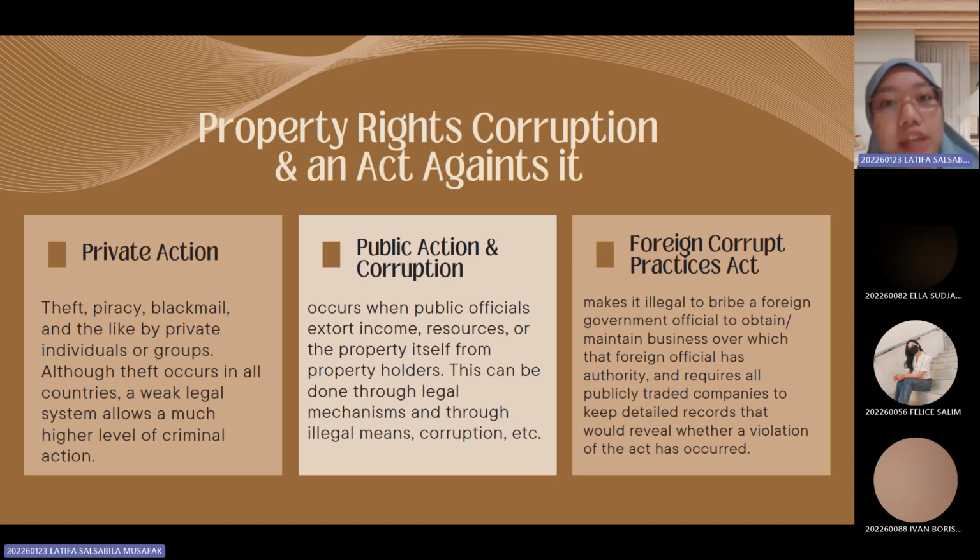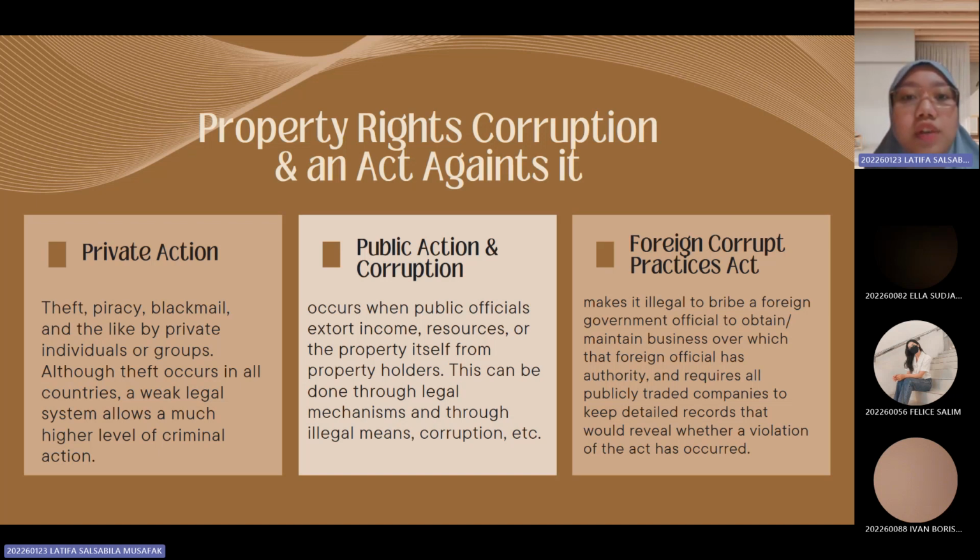But when it comes to public action and corruption, it occurs when public officials extort income, resources, or the property itself from the property holders. Let's stop here for a second and just discuss what property refers to here.